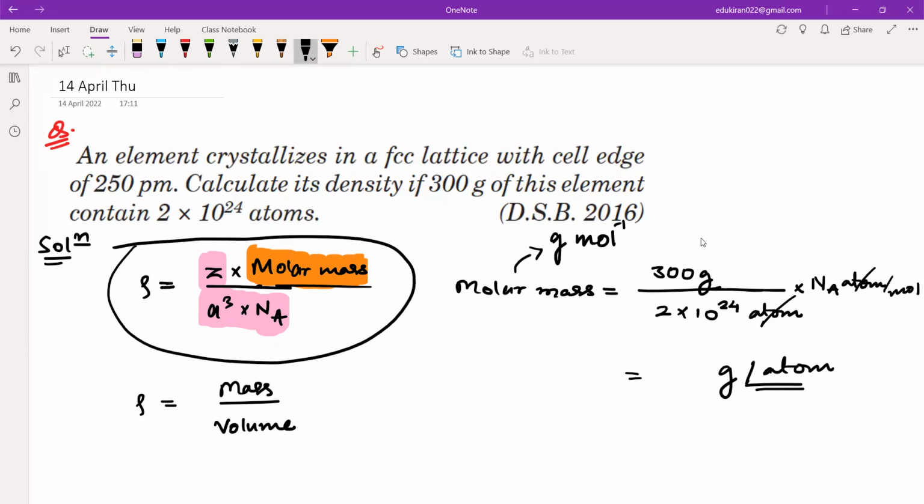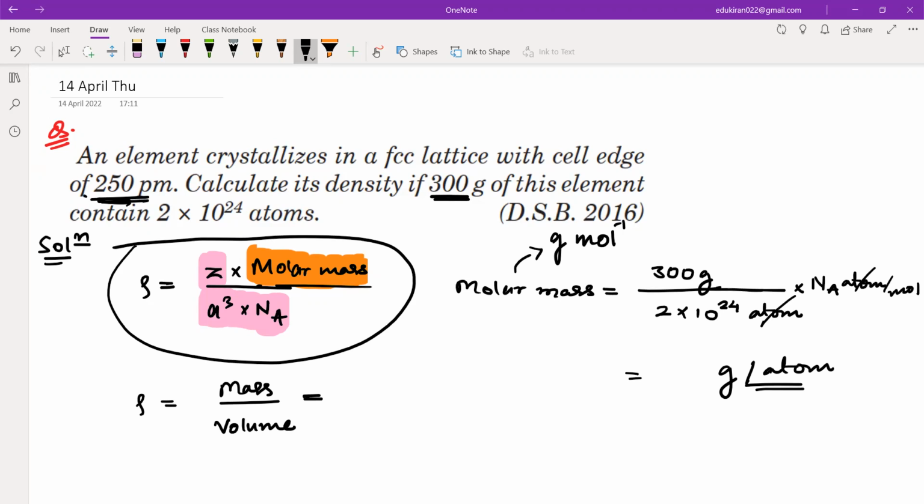So they have given us the mass, 300 gram. And they have given us the cell edge, right? From the cell edge, you have mass of unit cell divided by the volume of unit cell. For the volume of unit cell, you will just cube the edge and you will get the volume, right? That's it.